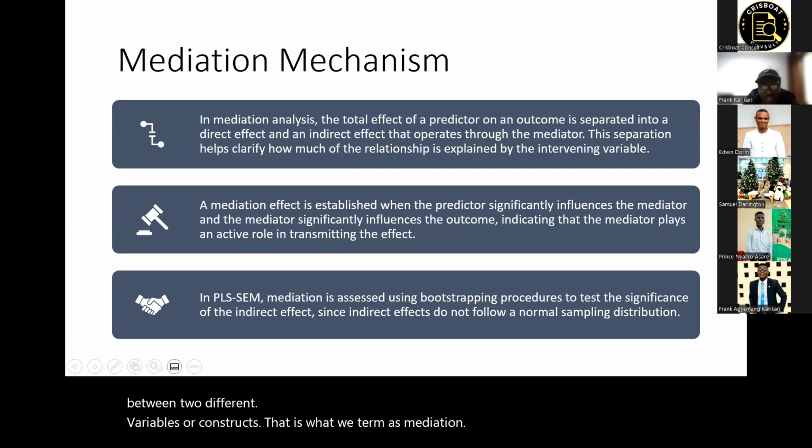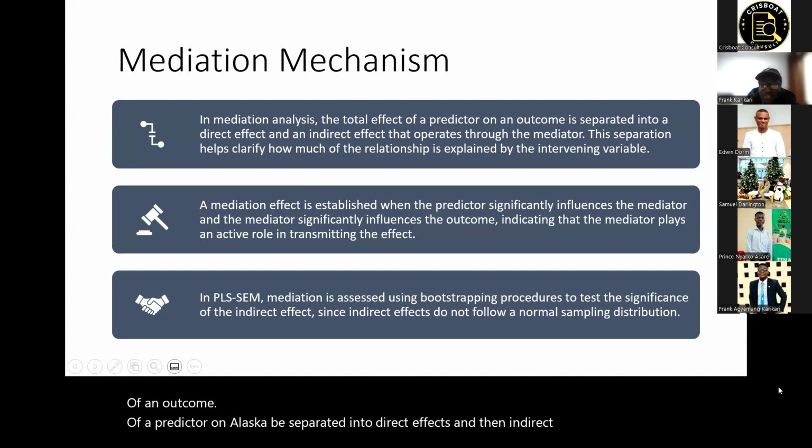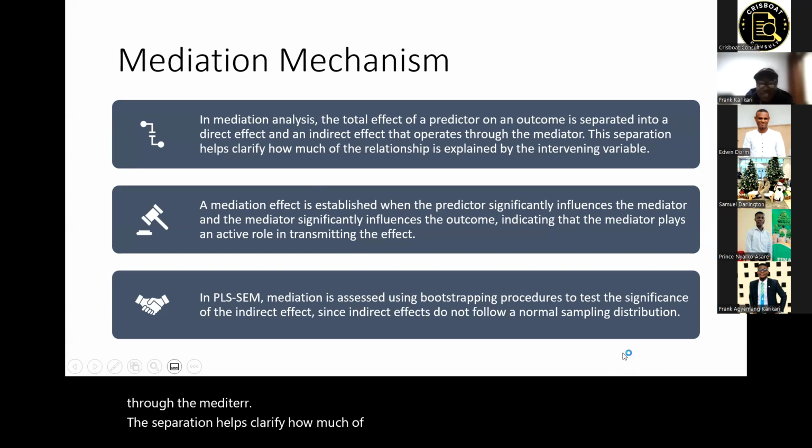So in mediation analysis, the total effect of a predictor on an outcome is separated into direct effects and then indirect effects that operate through the mediator. The separation helps clarify how much of the relationship is explained by the intervening variable or the mediator.